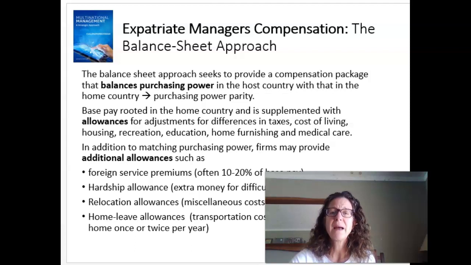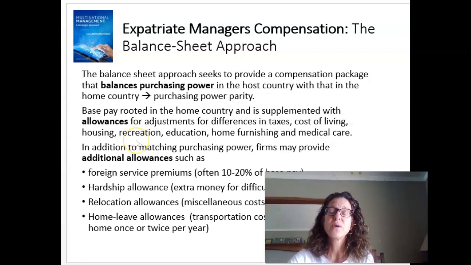And so in the balance sheet approach, the base pay is rooted in the home country. And so my base pay would be very similar to what I earned in the home country and is supplemented with other allowances, as I explained in the previous slide. These allowances adjust for differences in taxation and protection from dual taxation, allowances for cost of living, if the cost of living in the host country is much higher, allowance for housing to ensure that housing is comparable to what the expatriate had at home.